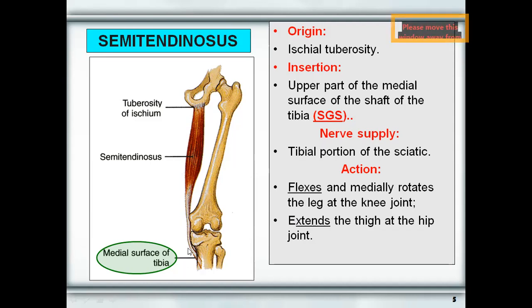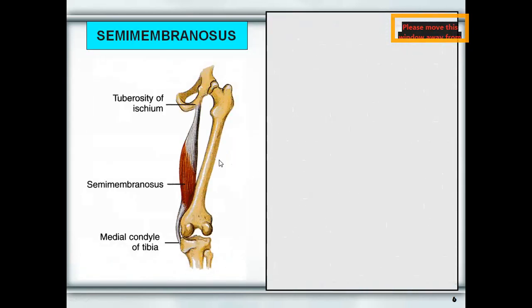In between, if you remember, there is a bursa extending between these three muscular insertions. You call it the anserine bursa. That is about semitendinosus. Once you are done with semitendinosus, we have semimembranosus.